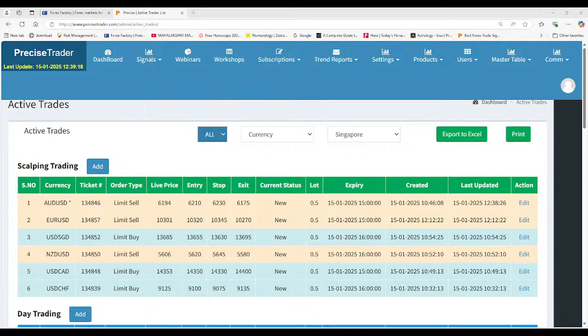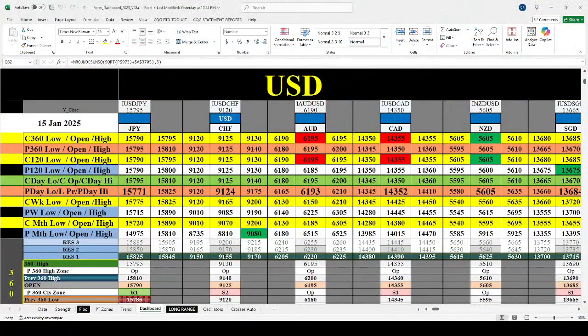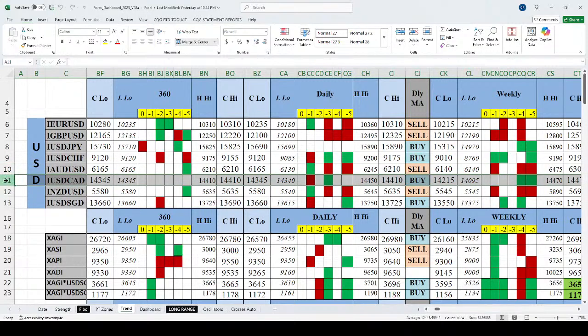The next cross we are looking at is dollar CAD. On dollar CAD, we are seeing a range, with no signals. The range is between 143.45 and 144.10. So if you are selling, we try to sell near the high. Buying, try to buy near this level.